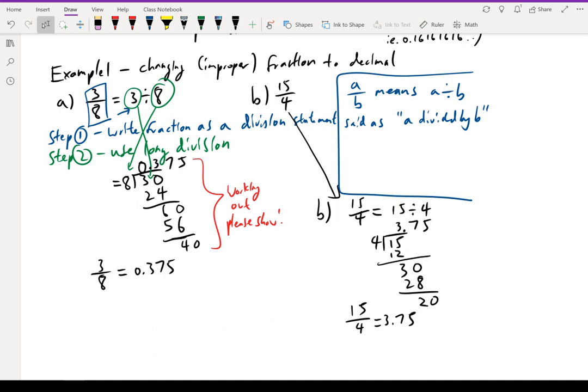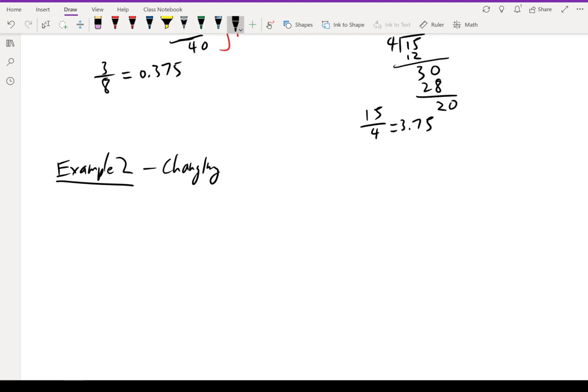Example 2. That will be changing mixed numbers into decimals. So let's say we have a mixed number, 15 and 2 over 5, and we want to change it into a decimal.